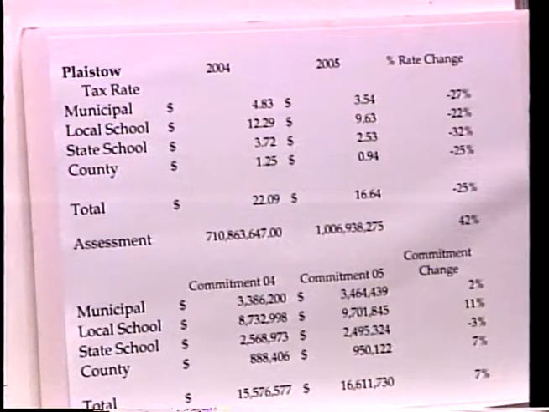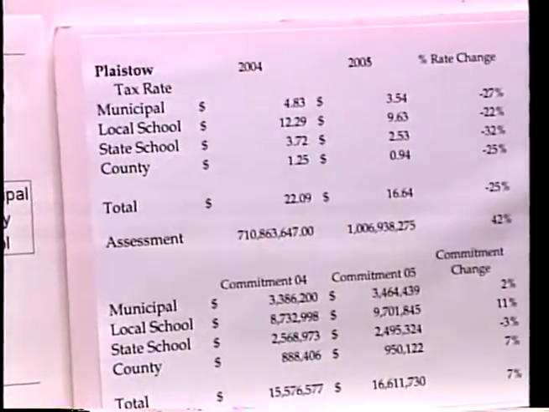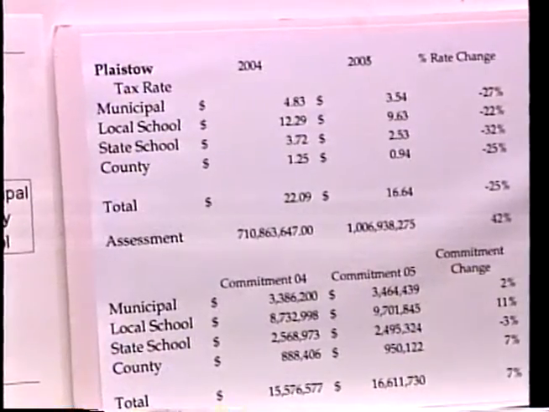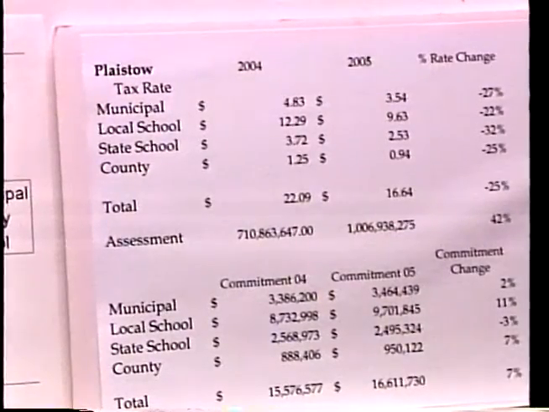And as you can see, on the 2005, this year, the municipality, which is the town, is paying $3.50 on the taxes. The local school, which is our school, $9.63. The state portion is $2.53, that is down from last year, and the county's is down 94 cents. You add those all up, your tax rate now is $16.64 per $1,000 of your assessment. And this is done by the state, not the town.